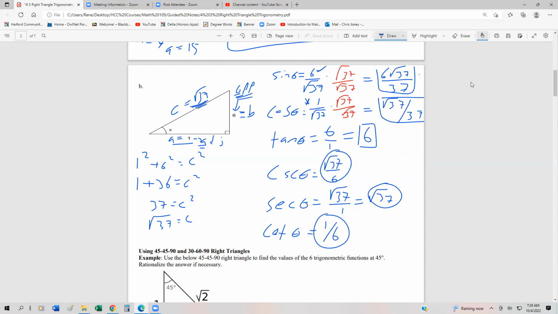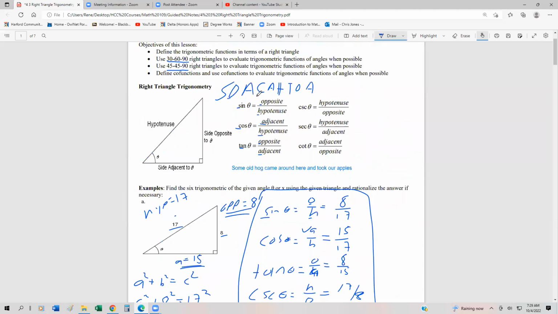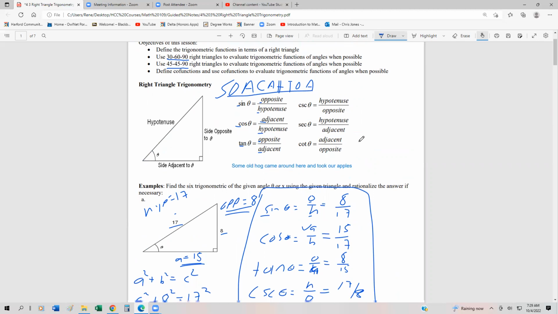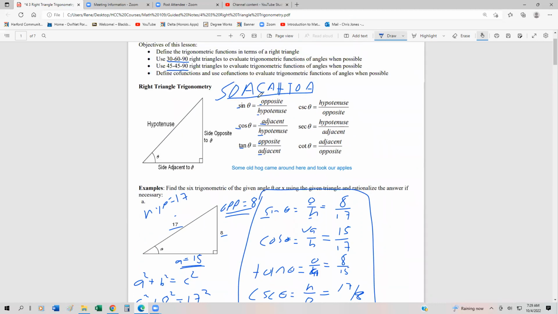So remember, try to memorize SOHCAHTOA, and maybe this: some old hog came around here and took our apples. That might help you to remember all the relationships between the trigonometric functions and the right triangle. Again, this is something that's going to be fundamental to our course. So the sooner you can have this memorized, the higher the likelihood that you're going to be able to do really well with these types of problems.